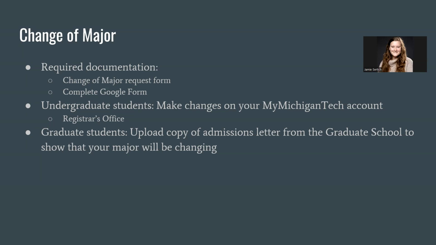If you are an undergraduate student, you will want to make sure that you make this major change on your My Michigan Tech account. If you have any questions on how to do this, you can contact the registrar's office. Again, IPS does not handle anything pertaining to academics, so we are unable to ensure that your academic changes are made in the system. If you are a graduate student, you will want to make sure that you upload a copy of your admissions letter in our Google form that you receive from the graduate school once you are admitted to the new program. These are all required before we are able to process this change.